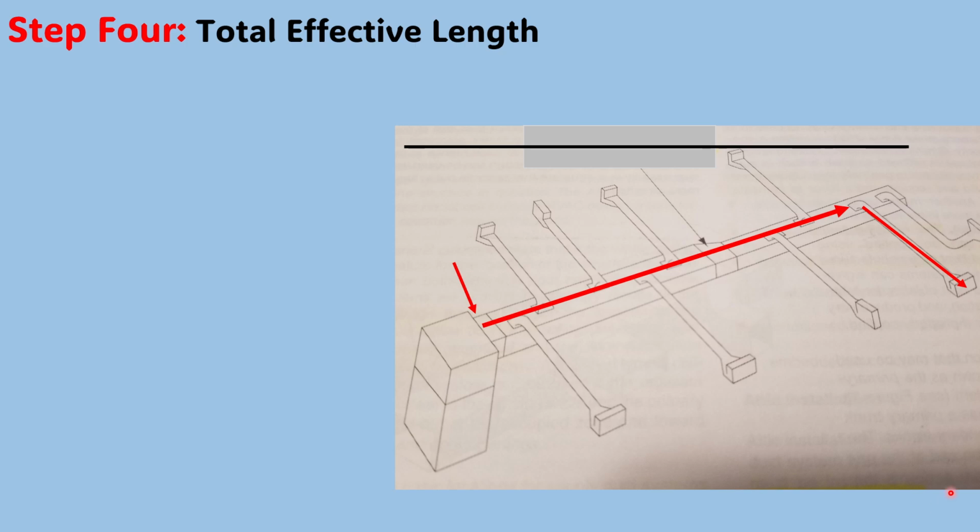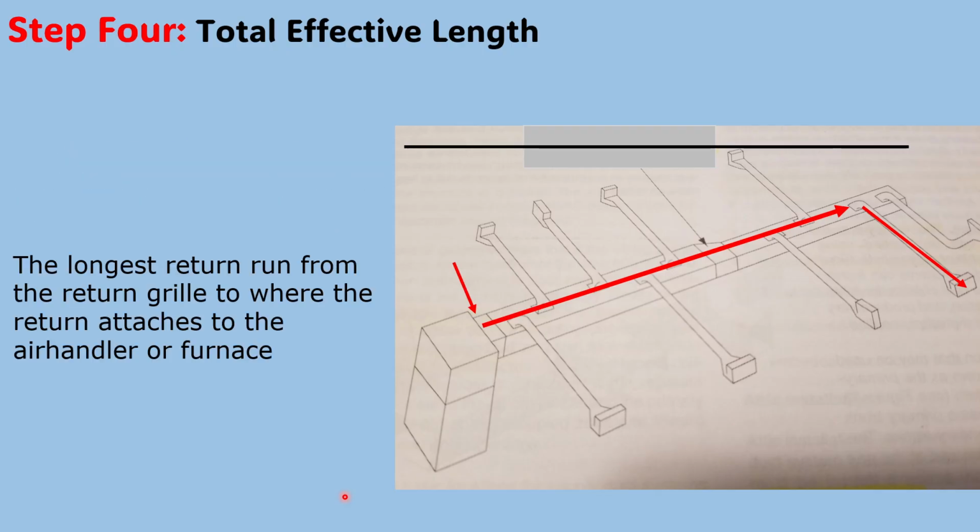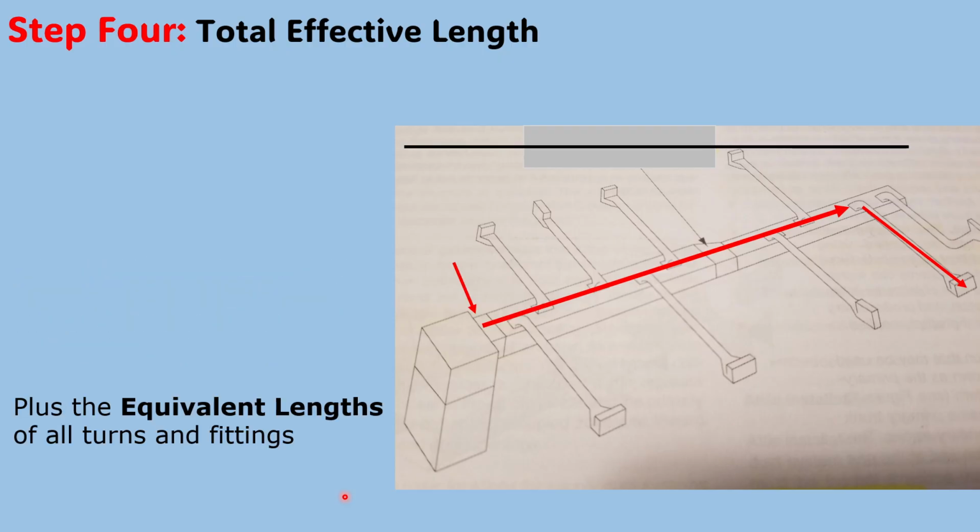So step 4 is total effective length. And total effective length is the measured length of the longest supply run from the supply outlet to the plenum. The same with the return, from the side of the cabinet where the return connects all the way out to the longest run on the return side, plus the equivalent lengths of all turns and fittings.